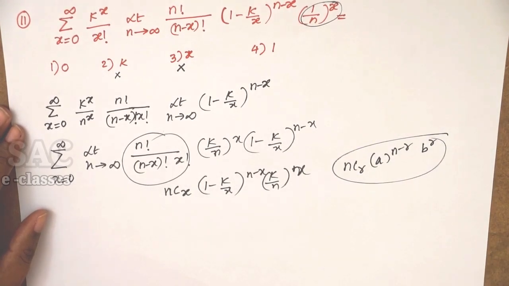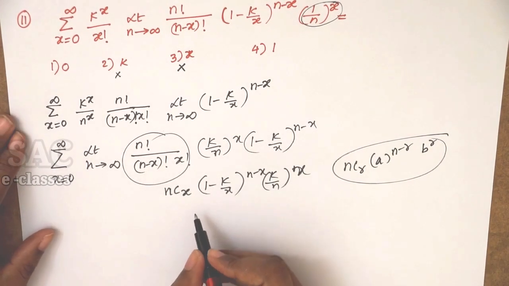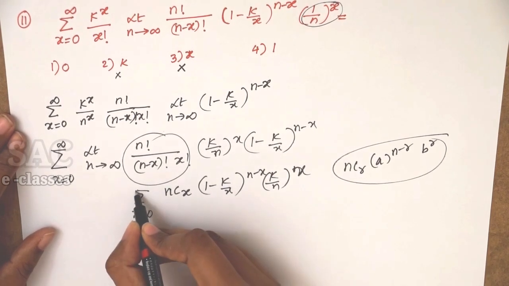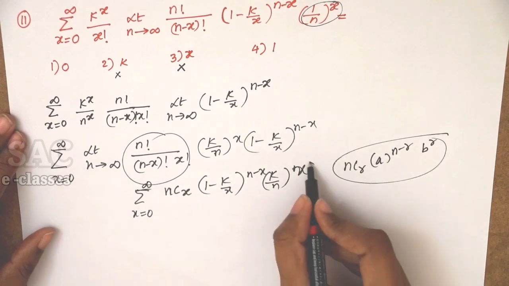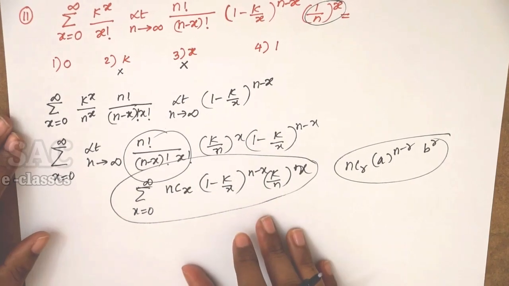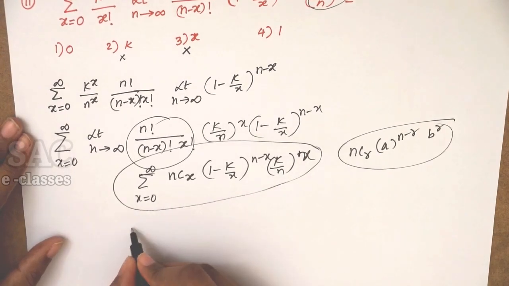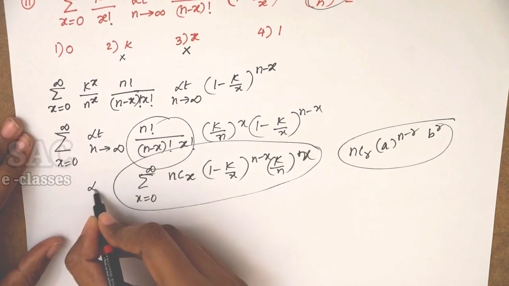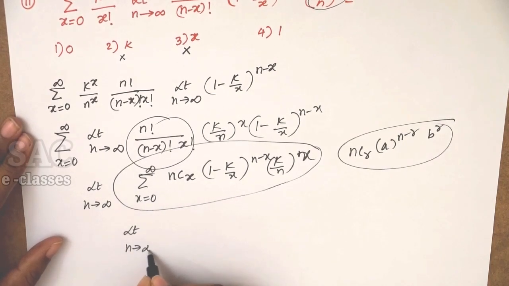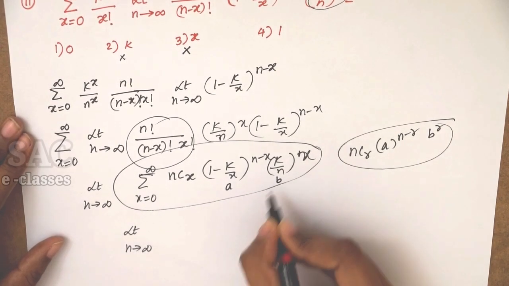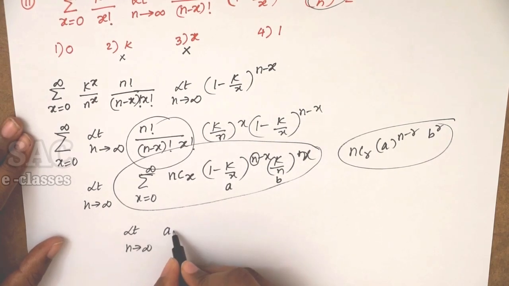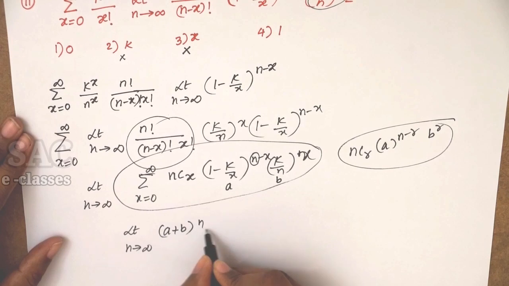Simply, it is the (r plus 1)th term, so you can write sigma x equal to 0 to infinity. The sum of such (r plus 1)th terms is nothing but the binomial expansion. So limit n tends to infinity, this is the A and this is the B, with the degree n. So (A plus B) whole power n.